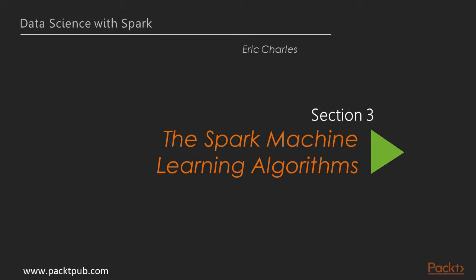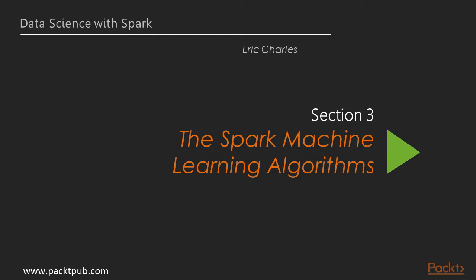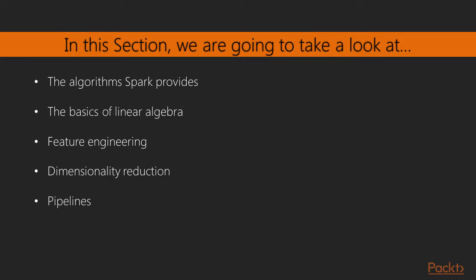Hi, and welcome to section 3, where you will be introduced to the Spark algorithms. In this section, we will take you through the existing machine learning API of Spark with very simple snippets. We will show you the basics of linear algebra with Spark and put it into action with feature engineering and dimensionality reduction. You will also learn how to pipe models. In a nutshell, you will get a sense of how the interactions with Spark will be, and you will be prepared for the rest of this course.